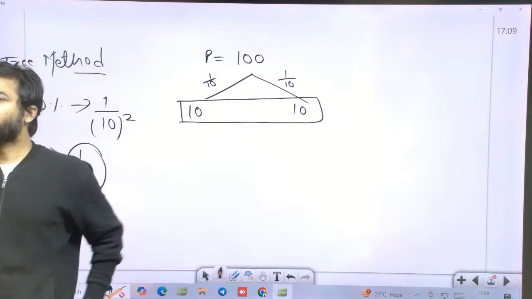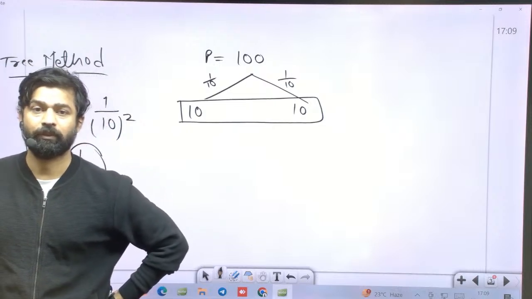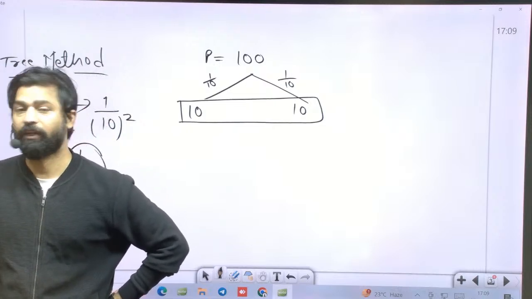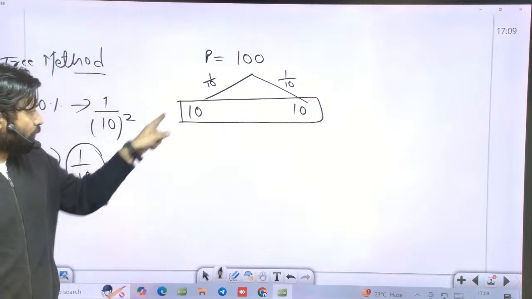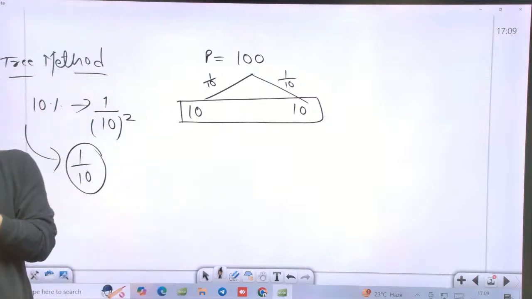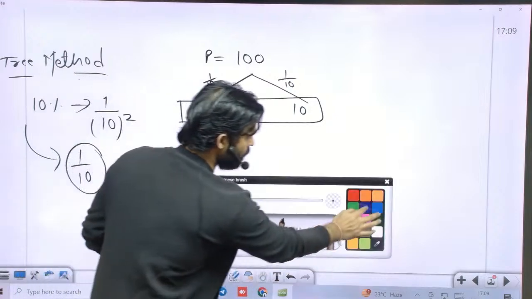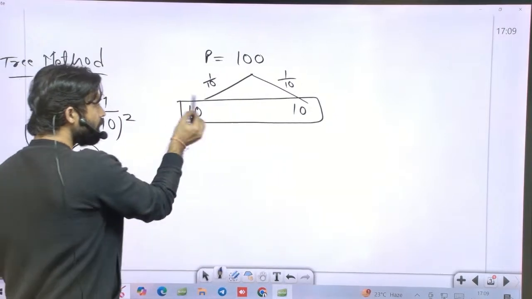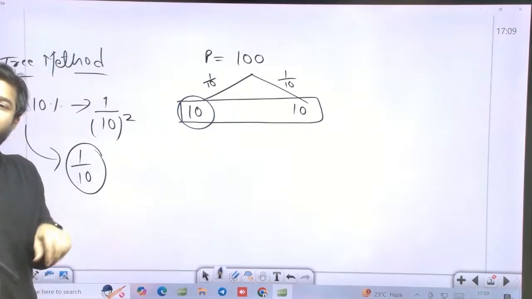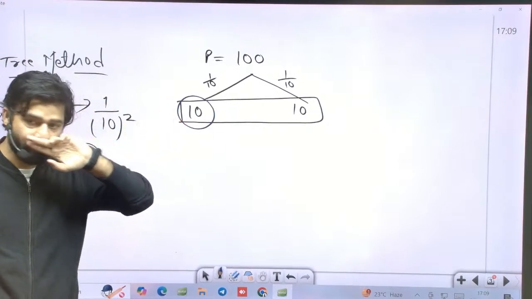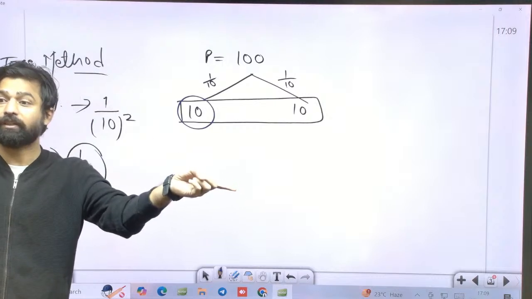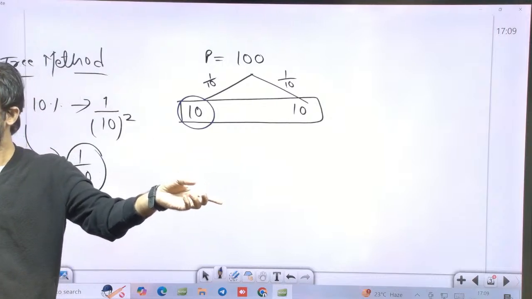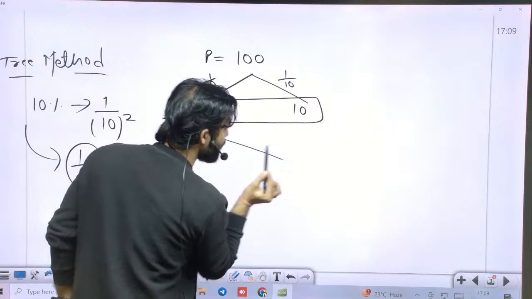No? Okay, what is compound interest? Interest on interest. So this 10, look at the board please and understand it. Once you understand it, then it will be very easy. This 10, let it be rupee. This 10 rupee will also give us the interest in the next year at the end of the second year.